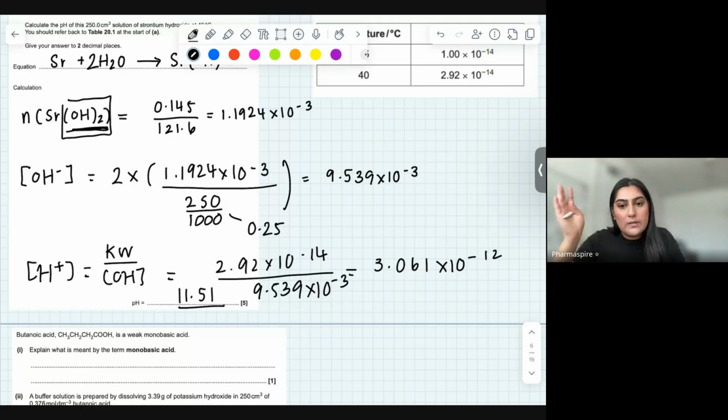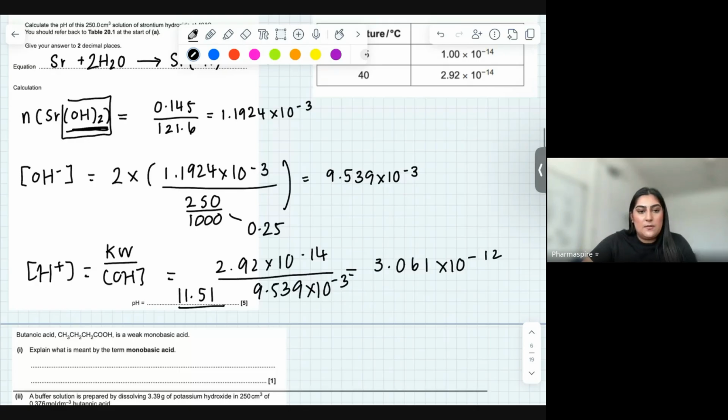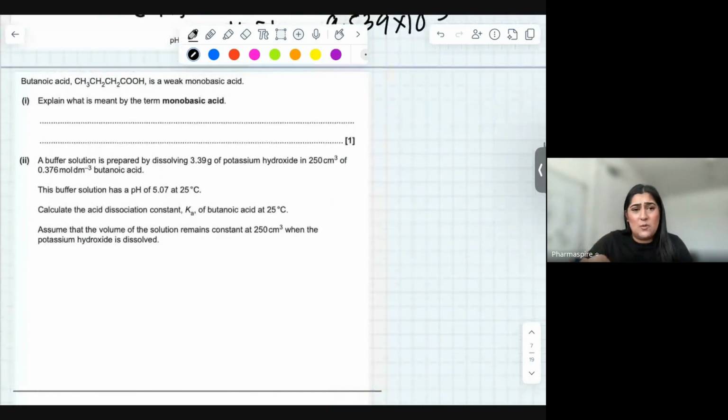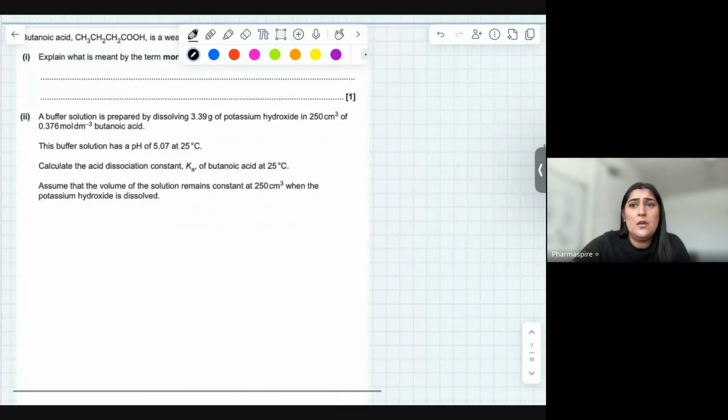That's the most long-winded 5 mark I've seen come up in terms of this. Okay, buffer. I'm not going to do the monobasic one, okay? I'm just going to get straight to the buffer.